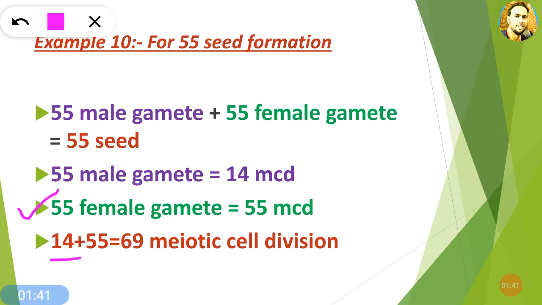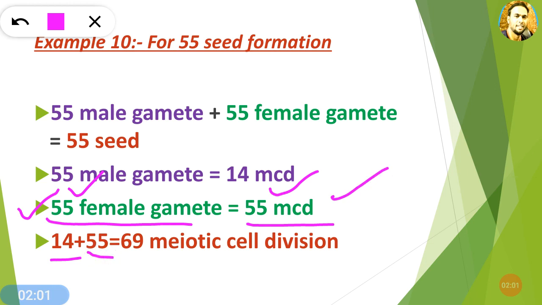Now we'll see how the 55 female gametes are produced. The formula is very simple. The number of female gametes is equal to the number of meiotic cell divisions. So for 55 female gametes, 55 meiotic cell divisions are needed. That's why 55 is here.